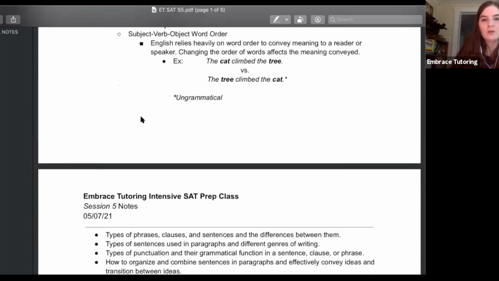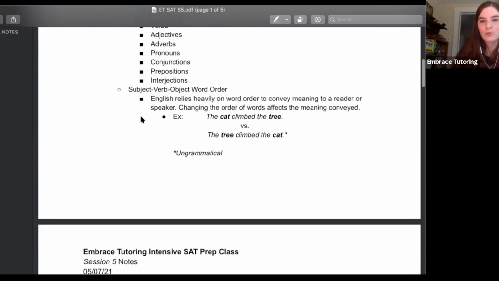Okay, so subject, verb, object, word order. English relies heavily on word order to convey meaning to a reader or speaker. Changing the order of words affects the meaning conveyed. That's one thing that the SAT is going to test you on, is your knowledge of word order. So your knowledge of subject, verb, object, word order.